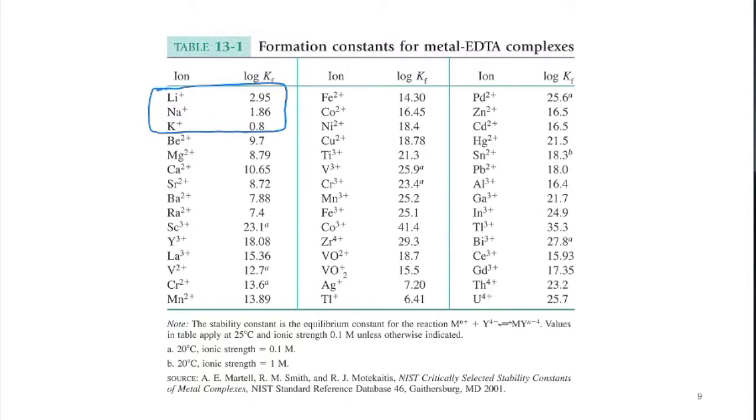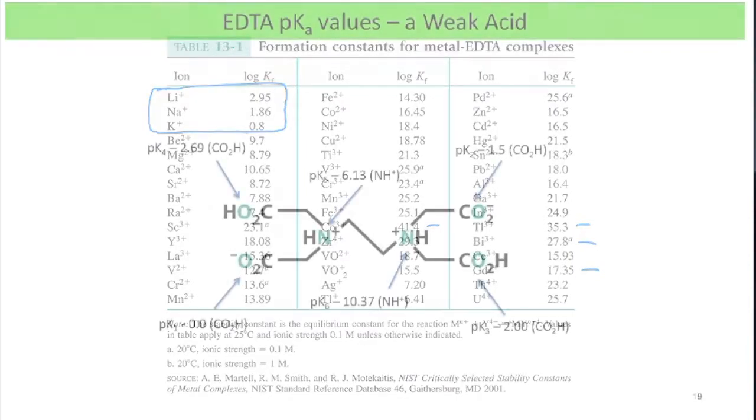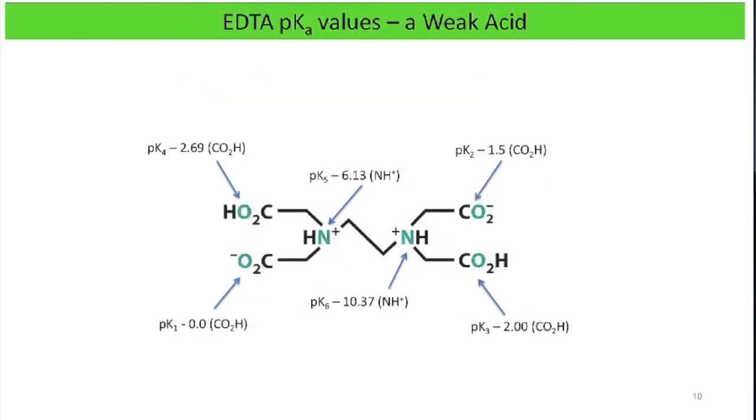But if you look at all the other metals in this table, particularly some like gadolinium or bismuth or thallium or cobalt, for example, those are going to make very strong EDTA complexes. As stated on a previous slide, EDTA is a weak acid. So each of the ionizable protons has its own pKa value, and they're all listed here.